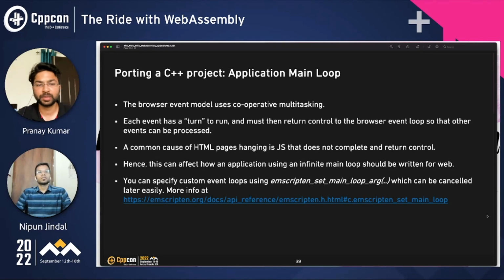So you get an option to specify a custom event loop using the emscripten_set_main_loop function. This event loop can be cancelled easily as well. That is the link so that you can read more into it. Now I hand it back over to Nipun so that he can give us a hands-on session on practical coding over the logger class.